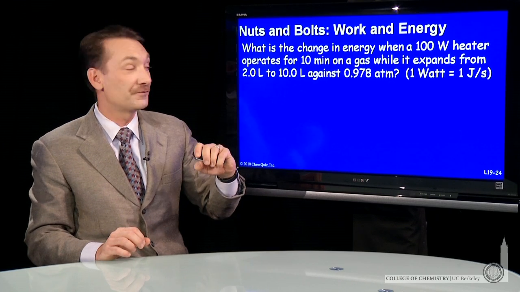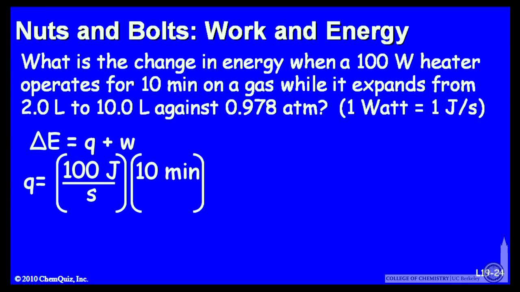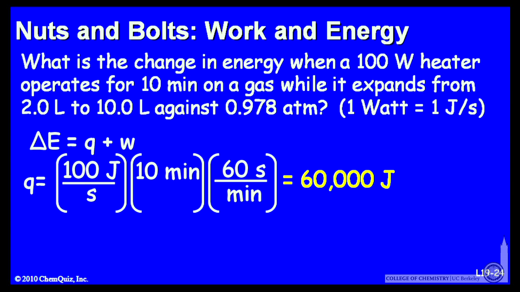So let's look at the heat transfer first. The energy change will be the heat plus the work. The heat transfer is that 100 joules per second of the heater working times the 10 minutes that it works, and I have to change those minutes to seconds, so 60 seconds per minute, and that gives me units of joules. 60,000 joules are transferred by that heater.